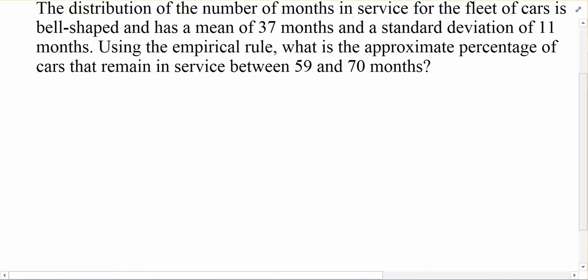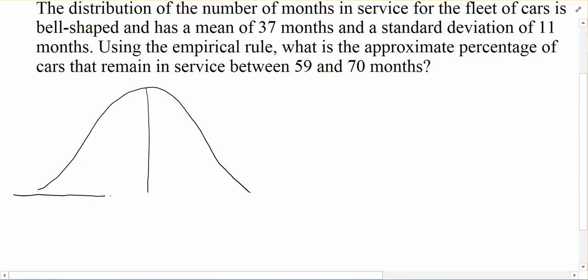So this is a little bit trickier, but what we're going to do in a problem like this is we're going to draw a picture to see what's going on. So we're going to draw our normal distribution, and we're going to look at the mean. So let's go ahead and draw a horizontal line here to help us out. The mean was 37 months.